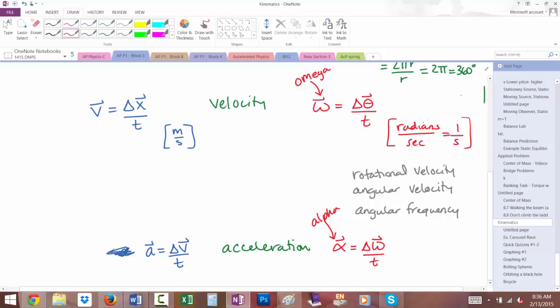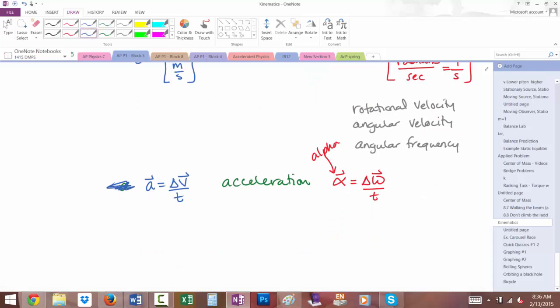Now I have been putting these vector signs on here. Vector sign means that it has magnitude and direction. So we just need to keep that in our brains. What does it mean to have a positive omega? What does it mean to have a positive alpha? We need to keep that in our heads. We'll get there. We're going to talk about that a little bit more. I just want to make sure it made sense.